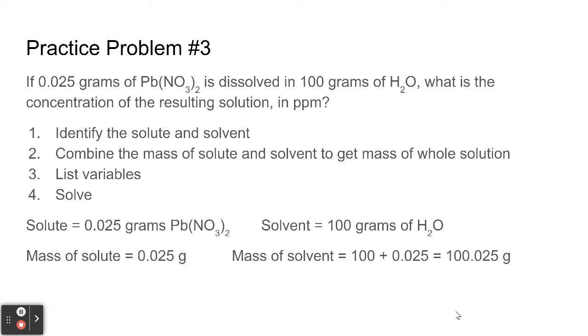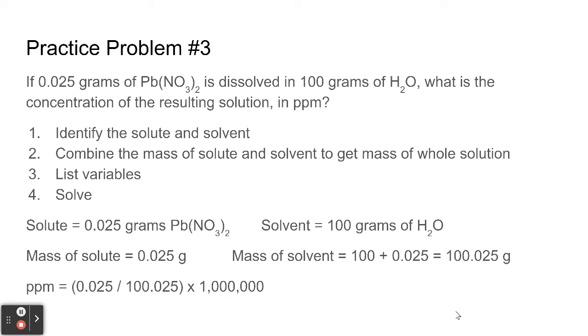So I went ahead and combined steps 2 and 3 here. So our mass of our solute is 0.025 grams. The mass of our solution is 100 plus 0.025 grams, because when we're doing this, we want the mass of the whole solution. So it's not just the liquid. It's the liquid plus whatever solute you put in there. So our liquid is 100 grams of water. Our solute is 0.025. So 100 plus 0.025 is 100.025.